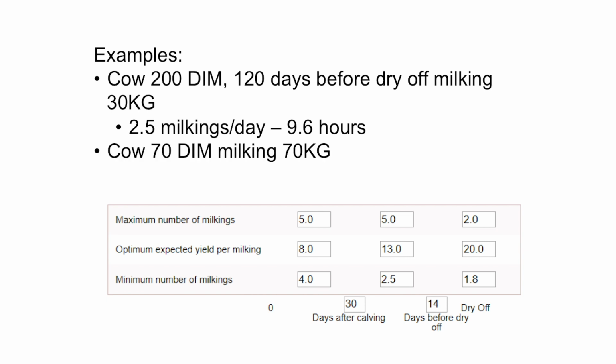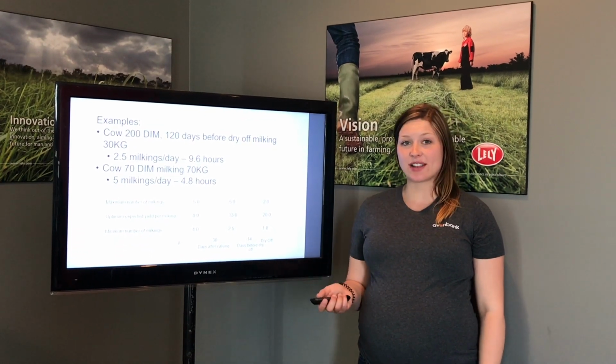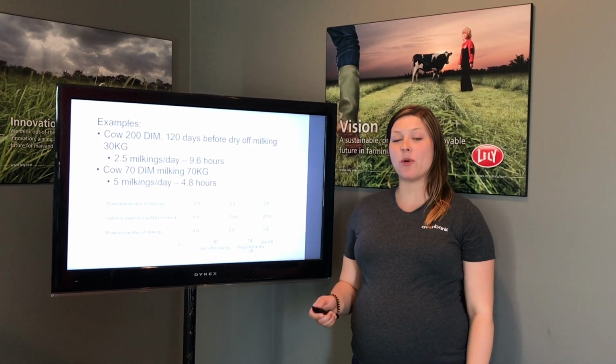A cow 70 days in milk will also be in that middle section and milking 70 kilos. Divide the 70 by 13. You get a number that is greater than 5 milkings per day. So she would have 5 milkings per day because she's at that maximum number, and have access to be milked every 4.8 hours.